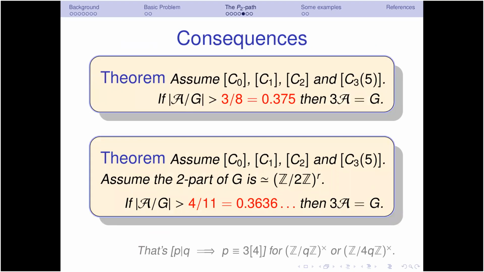I'm going to give you some consequences. Since we are able to show that there is a prime in a subgroup of index 5, we can go beyond this index 5 and go to 3 by 8. So if A by G is larger than 3 by 8, we have 3A equal to G. That's what we're able to do now. Of course, the aim is to go as close to 1/3 as possible. So this one is 0.375, and we try to go a bit beyond this one.